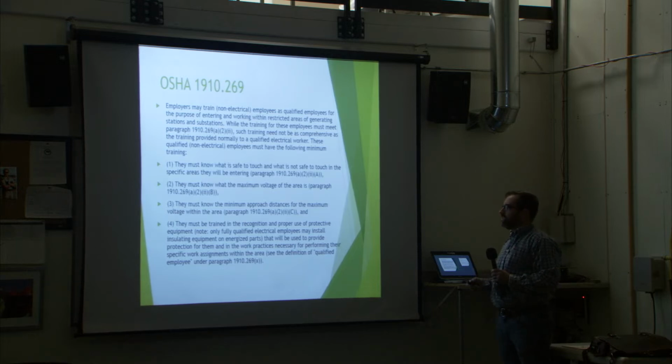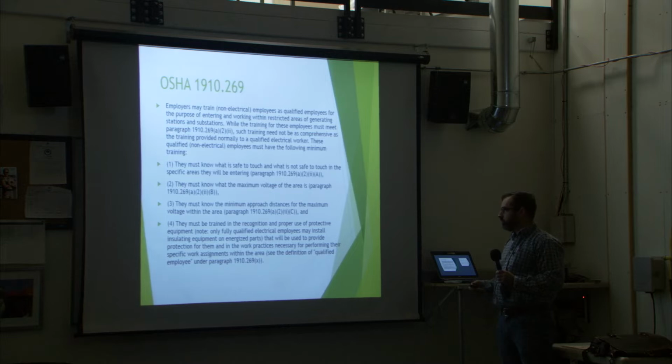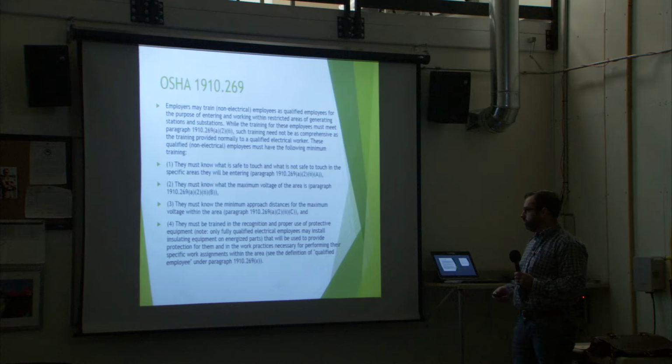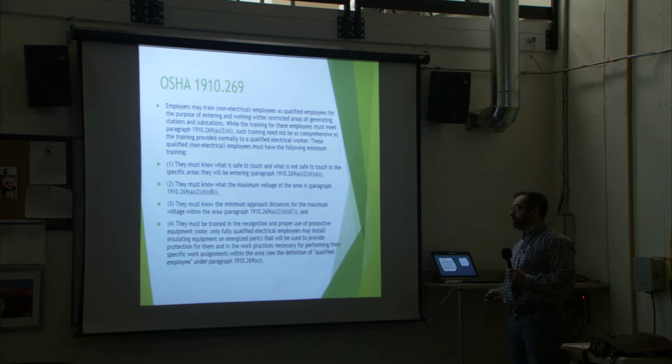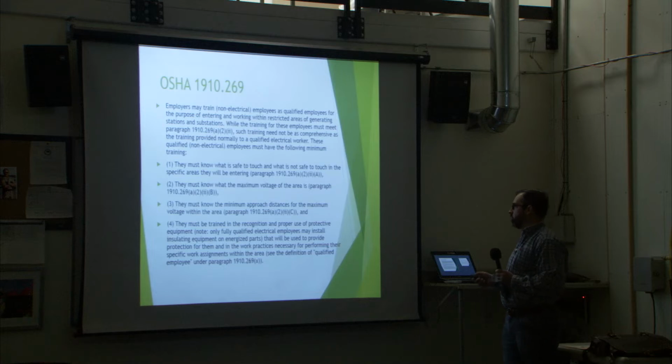They must know what is safe to touch and what is not safe to touch in specific areas they'll be entering. They must know what the maximum voltage of the area is. They must know the minimum approach distances for the maximum voltage within the area. They must be trained in the recognition and proper use of protective equipment. Only fully qualified electrical employees may install insulating equipment on energized parts. So they must be trained in the recognition and proper use of protective equipment that will be used to provide protection for them, in the work practices necessary for performing their specific work assignments within the area.